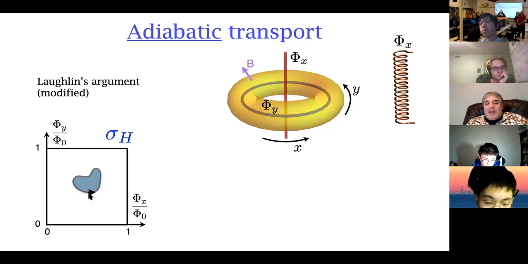Okay, then quantum mechanics comes in, and in quantum mechanics you describe the system, no matter how complicated it is, by a wave function, which is some complex number.